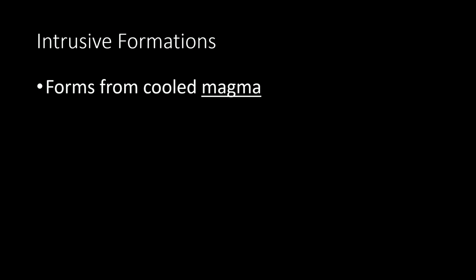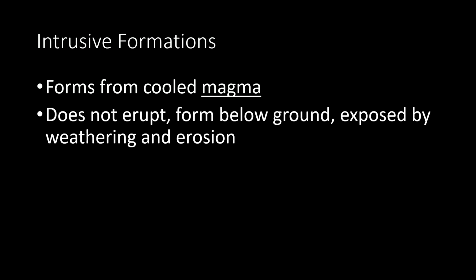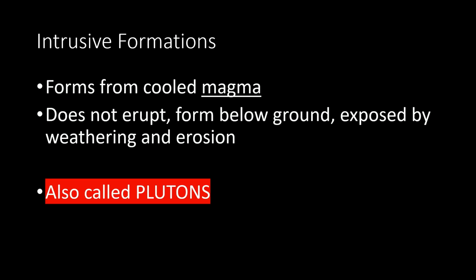So now we're going to move on to intrusive volcanic formations. These form from cooled magma. Intrusive is like inside, so this is magma that never actually erupted out of a volcano. It got trapped underground and then cooled, and then over a long period of time it gets exposed by weathering and erosion so we can see it above ground. Anything that's an intrusive volcanic formation is also called a pluton. The reason for this is because Pluto is the Roman god of the underworld, so it's like these formations formed underground in the underworld.